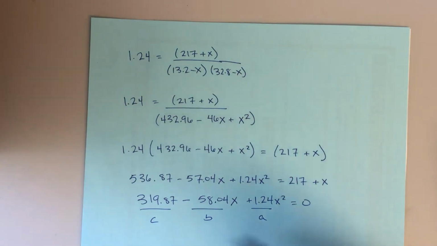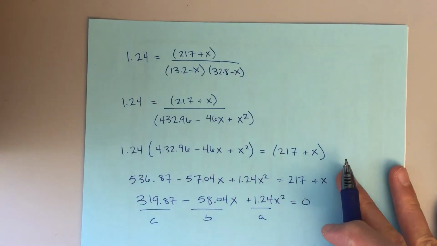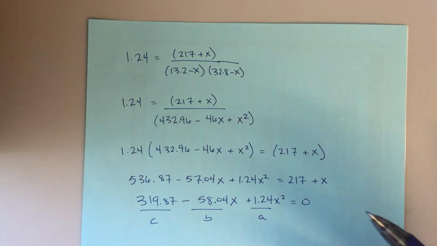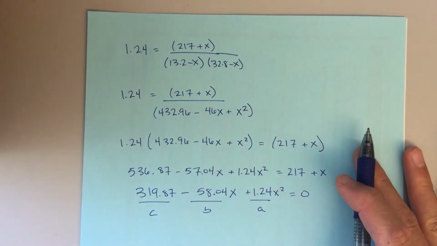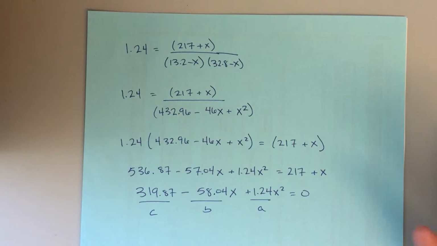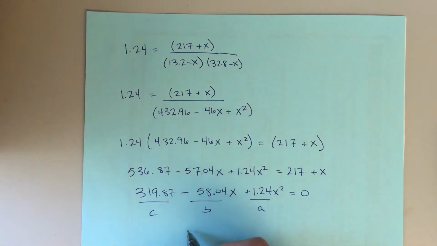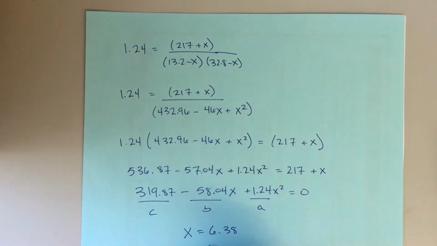So you can now either do the quadratic formula, and if you want to practice that, that's great. But what I would do, and what I've been doing when I solve these problems, is just use a quadratic solver on the internet. Just type into Google quadratic formula solver, plug in your a, b, and c values. Here we're going to get two values for x. X equals 6.38 or x equals 40.4.